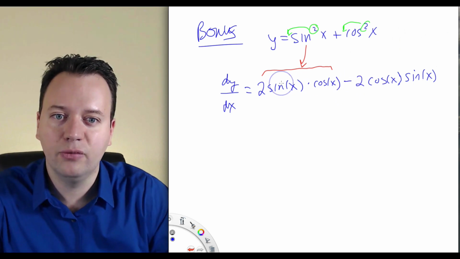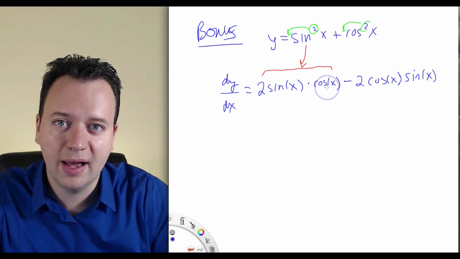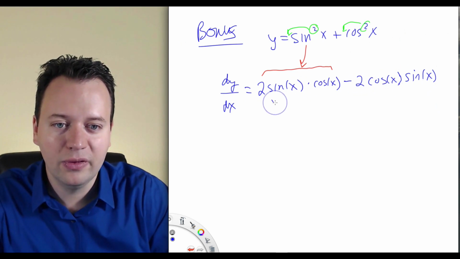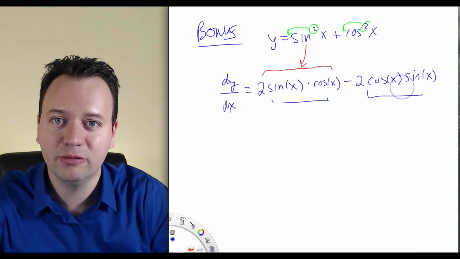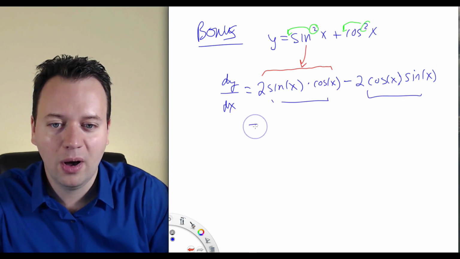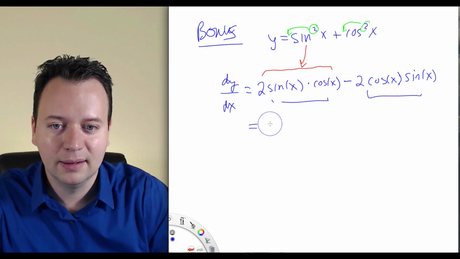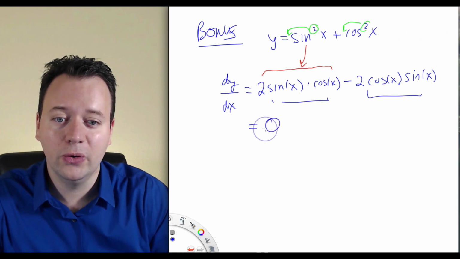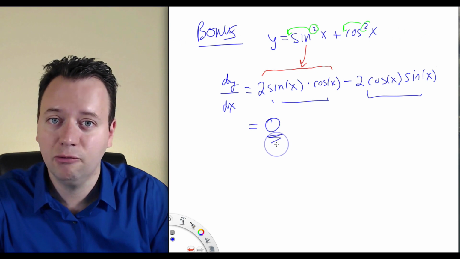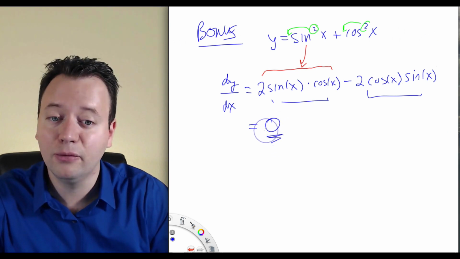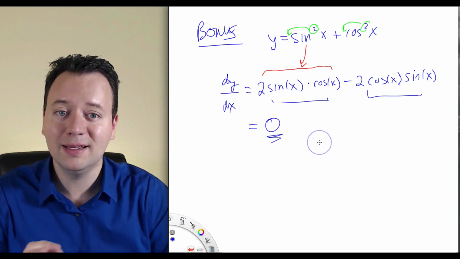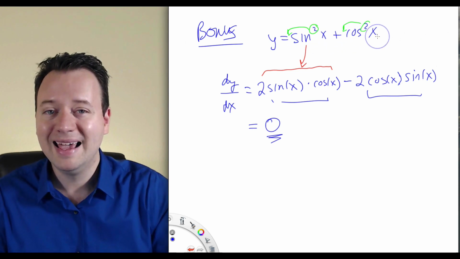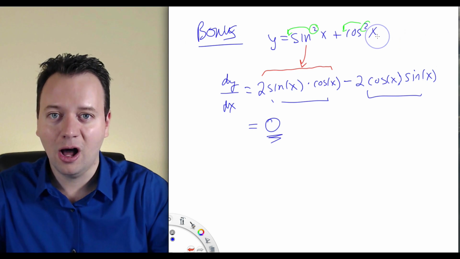Now what do we have? We have 2 sine of x cosine of x minus 2 cosine of x sine of x. Well, this term is the same as that term, and we're subtracting them. So dy/dx is just equal to 0. So the derivative is constant, which means it's a line, and it's a line with 0 slope. So it's a constant function. So whatever sine squared x plus cosine squared x is, it has to be a constant.